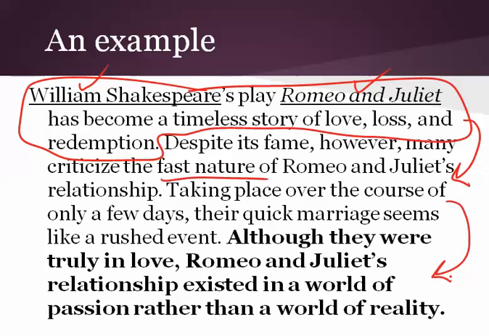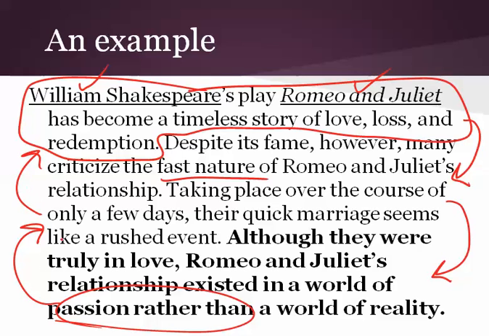And then finally, once I talk about the fast nature of this timeless play, I'm going to move into my thesis statement, which was in bold at the bottom, right? Although they were truly in love, Romeo and Juliet's relationship existed in a world of passion rather than reality. And all of this connects back up, right? If I trace this idea of passion rather than a world of reality, that fits in with the idea that they got married in 24 hours. So this whole paragraph fits together seamlessly because I start broad, I then give an idea, and I move into my thesis statement at the very end, which is my most specific point.